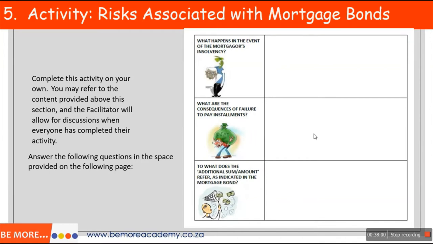To what does the additional sum amount refer as indicated in the mortgage bond? This is a nice one, actually. The banks normally, say for instance you apply for a home loan for $800,000, might turn around and say, okay, we're going to register $1 million. That gives you leeway, so that if you are in trouble, there will be enough coverage on your bond, and only after that $1 million will they actually start to repossess your property. Okay.